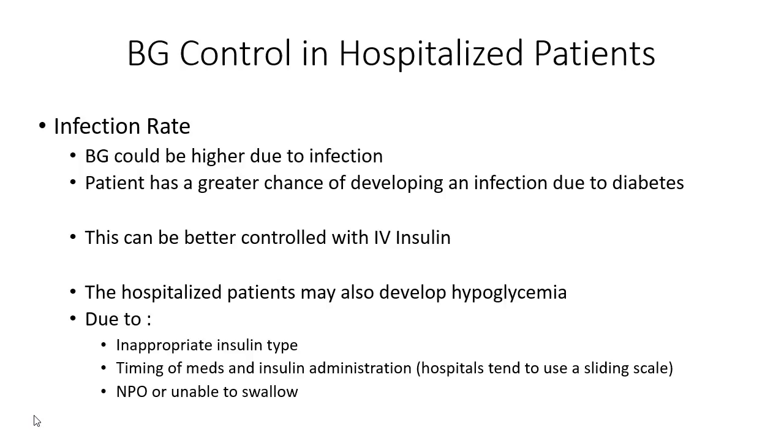If they can't remember, it's hard for us to actually know that. So we put them on what we think may be the best one for that time period. And if it's not necessarily appropriate, it could either work too much and give them hypoglycemia, or maybe it's not enough and gives them hyperglycemia. Timing of meds and insulin administration.